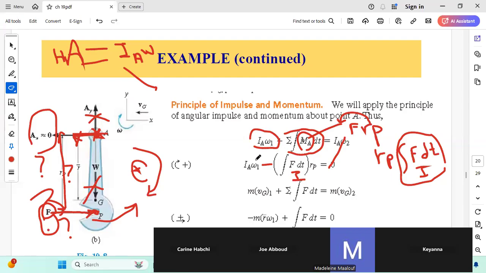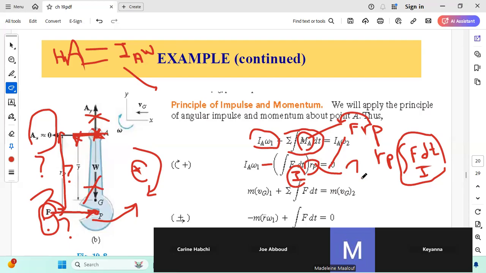Concerning the number of unknowns, we don't know the impulse and we don't know rp. We have two unknowns here. That's why we need to come up with another equation in order to solve for rp. Here we can apply not only the principle of angular impulse and momentum, but also think about linear impulse and momentum. Sometimes if you apply the angular impulse and momentum principle and you still have unknowns, think about applying the principle of linear impulse and momentum.